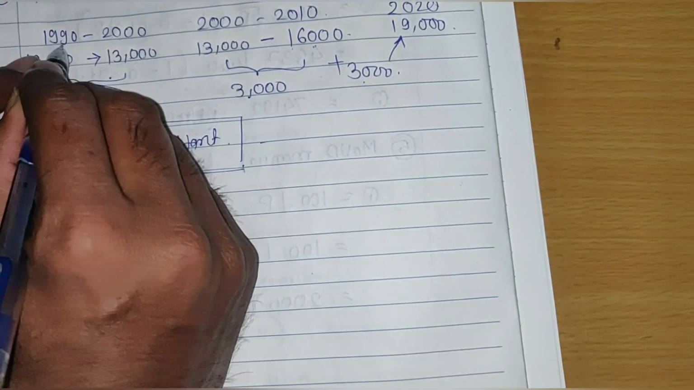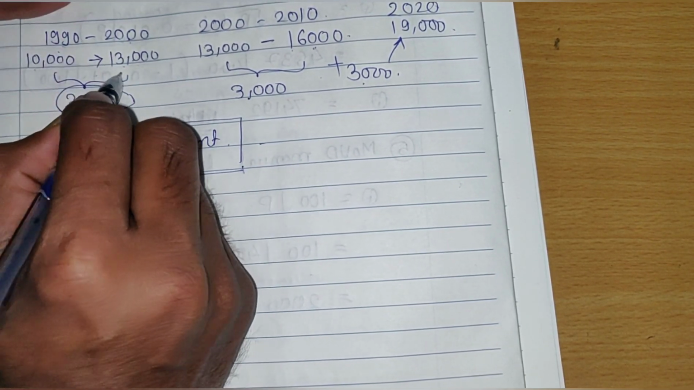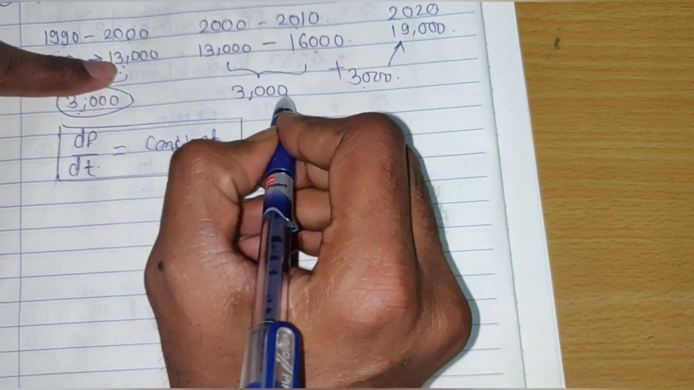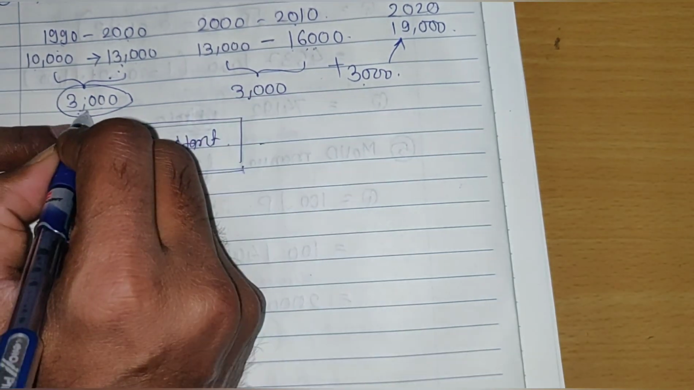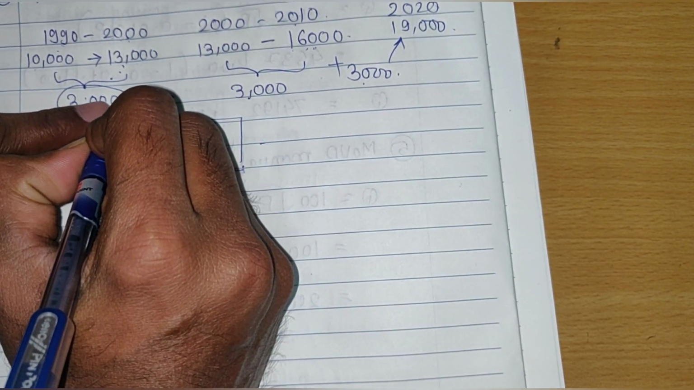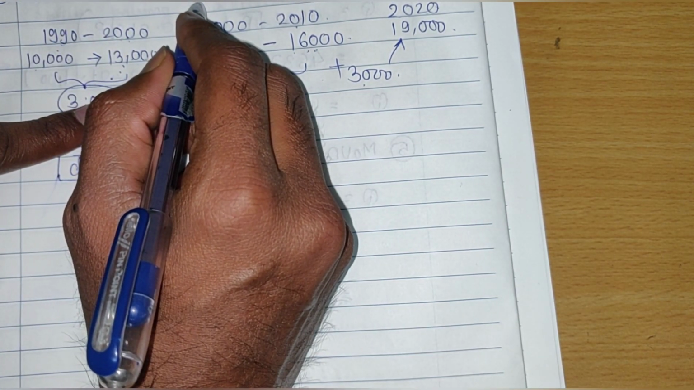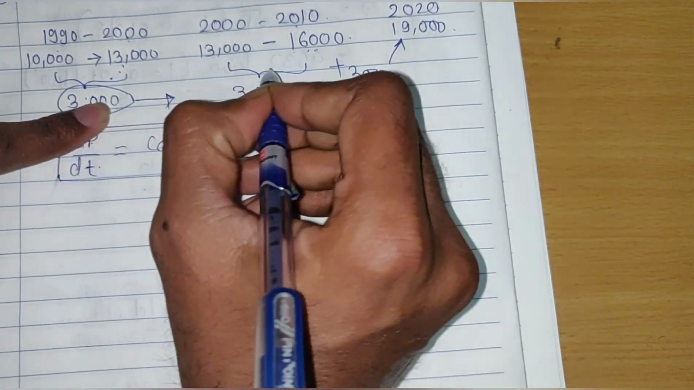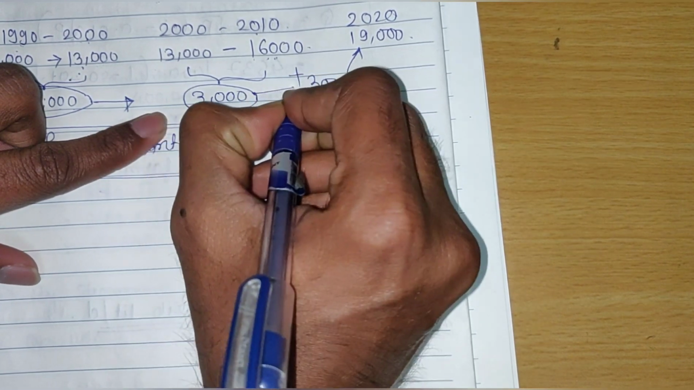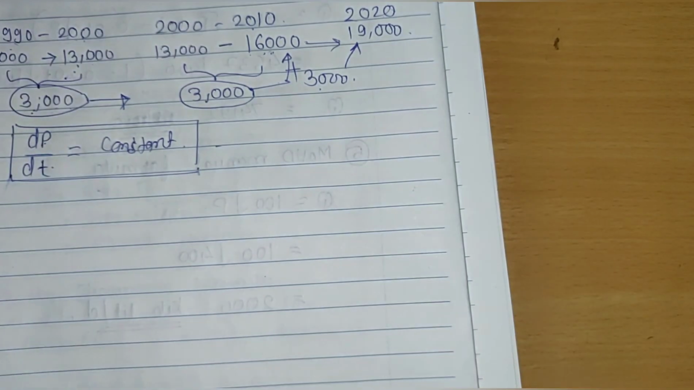At the end of this decade the population is 13,000. At the end of the next decade the population is 16,000, that means after adding 3,000. The increase in population in the decade is added to the previous decade. Again this value is added to 16,000 and you will get the value 19,000.